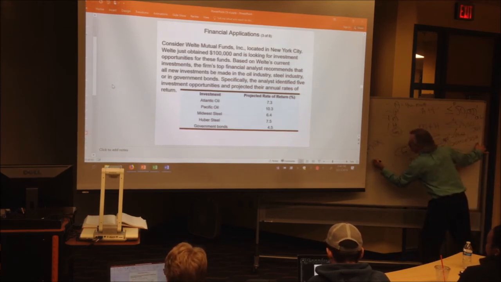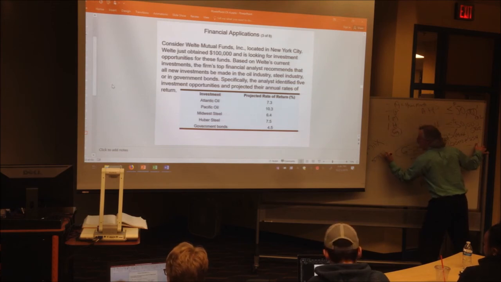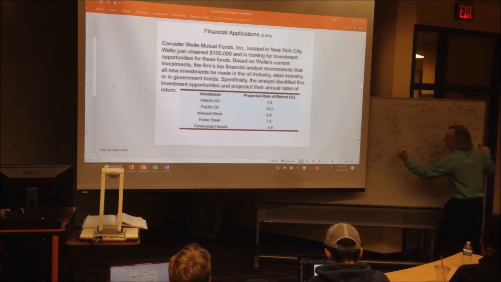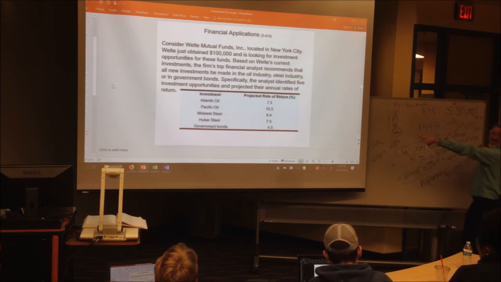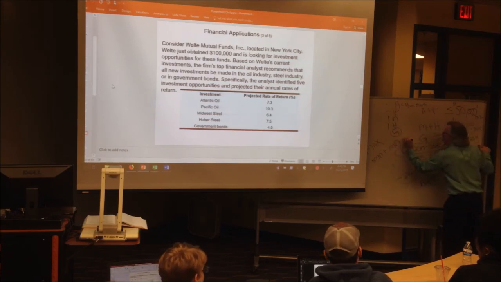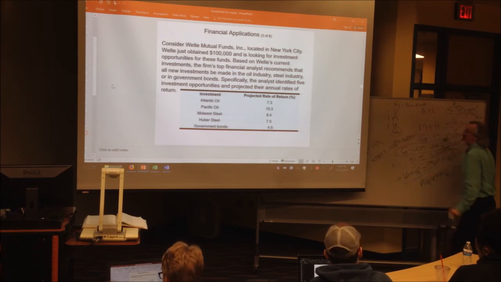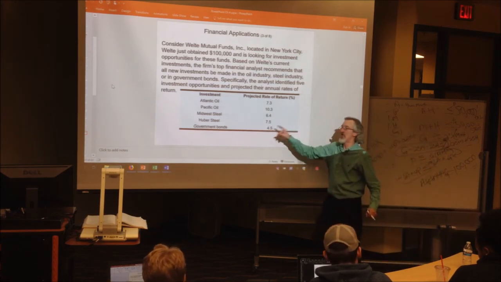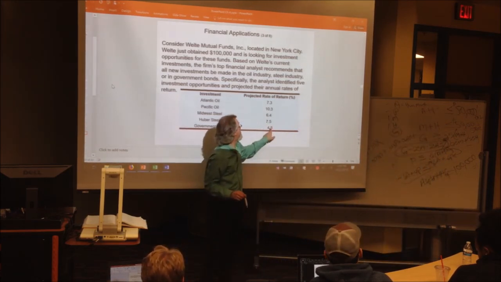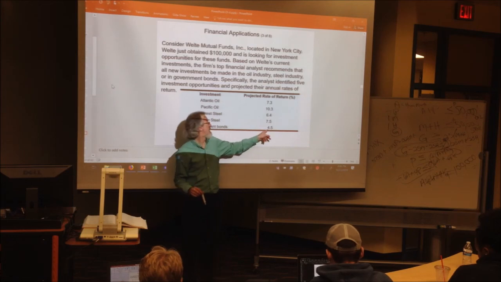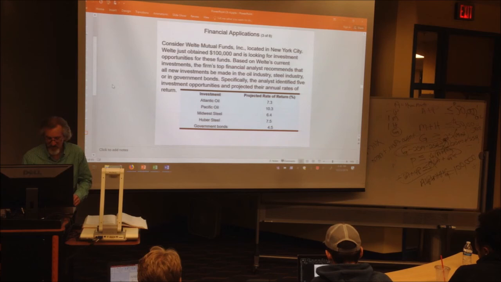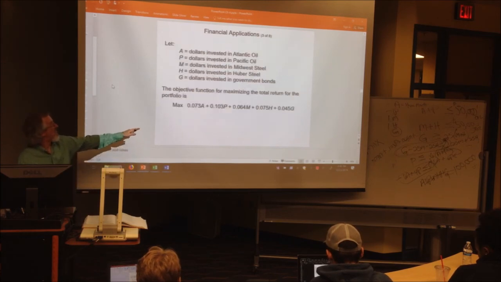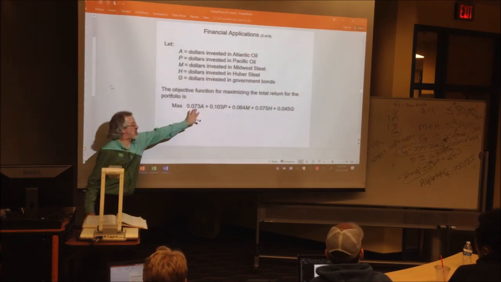7.3% is 0.073 times A plus 10.3%, 0.103 times P plus 6.4%, 0.064 M plus 0.075 H plus 0.045 G. This is safe, that's why it's the lowest percent. It's not reality because you can't get 4.5% and that's safe with investment. But there you go, now we have them all. Here's the objective function. We changed it to percentages.